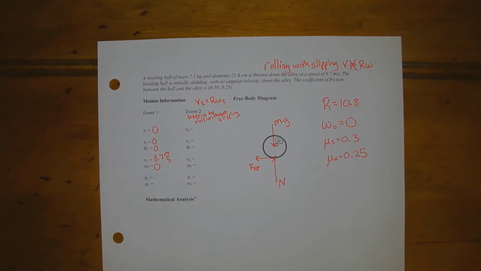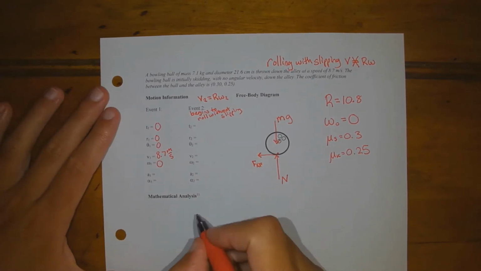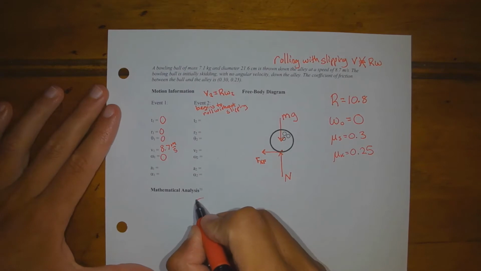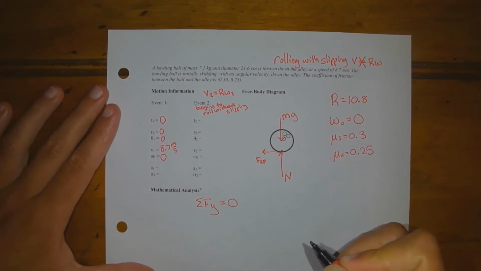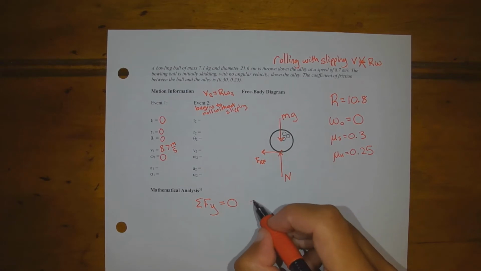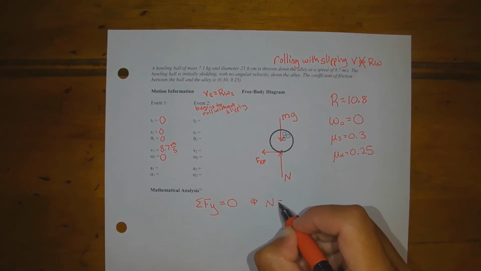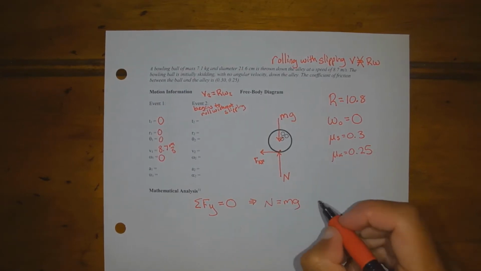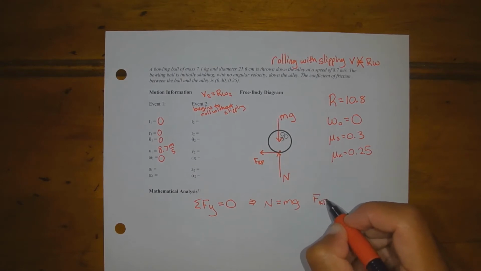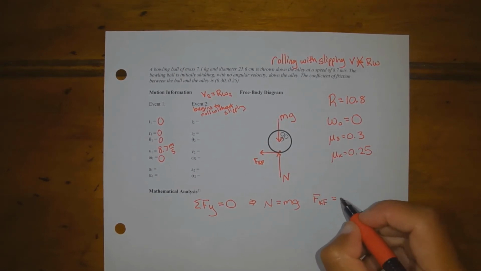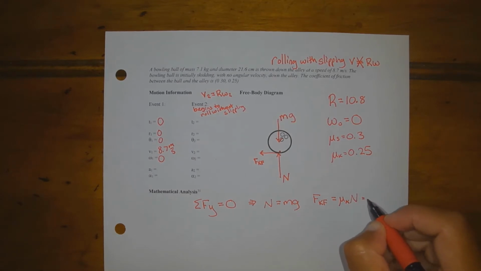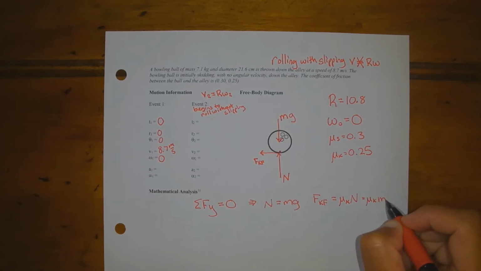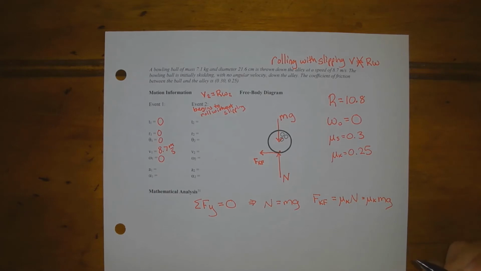So I'm going to start off doing Newton's second law. I'll start with the sum of the forces in the y direction. In the y direction, the acceleration is equal to 0. That means the normal force is equal to m times g. And I can also use the coefficient of kinetic friction, multiply that by the normal force to get the force of kinetic friction, so that's mu k times mg.